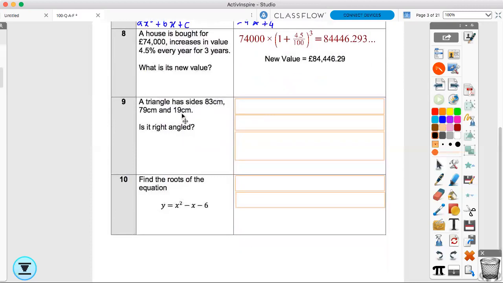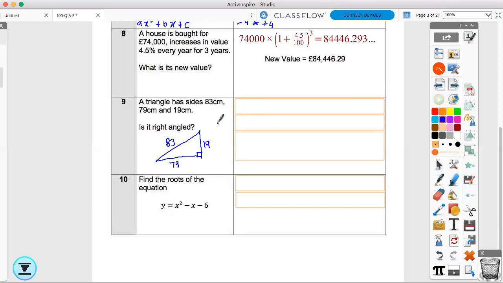Now here, I've got a triangle. A triangle has got 3 sides. The first question is, is it right angled? Sometimes it's not a bad thing to say, okay, I'm going to try and draw this. So get into the habit of sometimes drawing, it might help you. I've got the longest side, which is always opposite the right angle. So 83, and that would be 79, for example, and that would be 19.